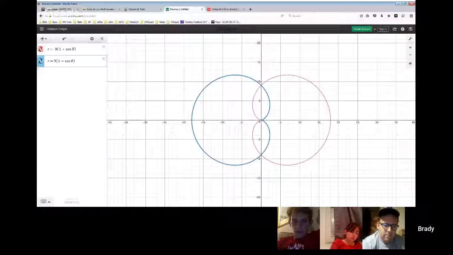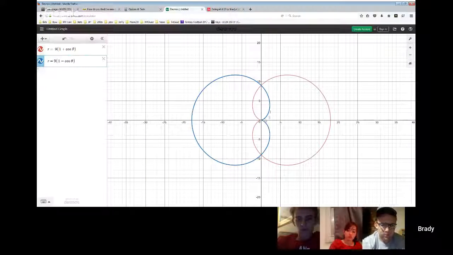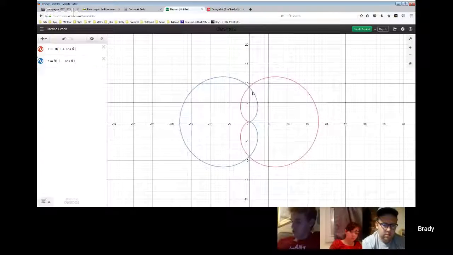I'm trying to share a screen. Can you see my screen? Yeah. Okay, so I just put those in Desmos. Those are the two equations, right? Yeah. So I feel like if we're going from 0 to pi halves, that is this one. Yeah, that makes sense.